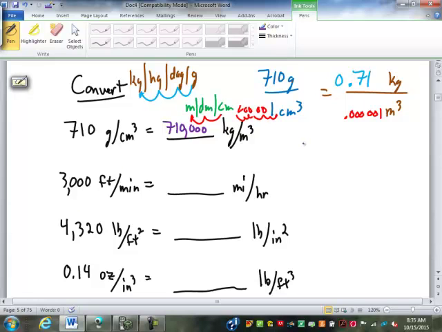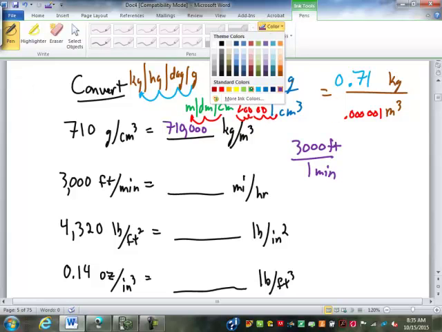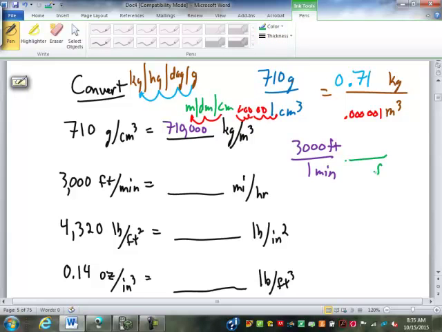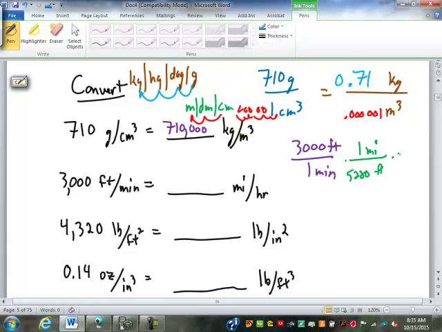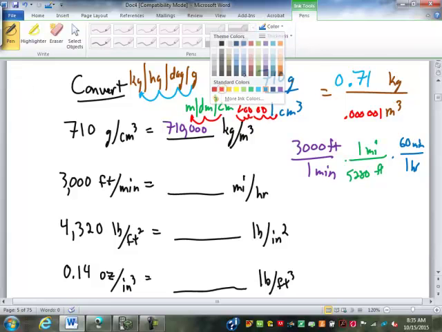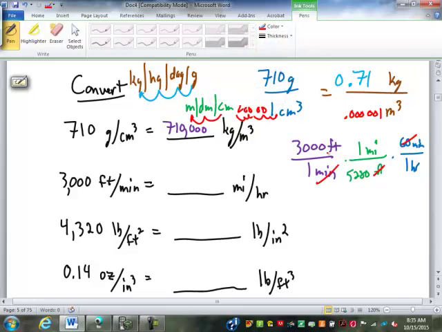3,000 feet per minute into miles per hour. It's 3,000 feet in 1 minute. Now with standard units, we usually go through the conversion factors. So we're going to put feet on bottom, miles on top. 1 mile is 5,280. And of course, we get rid of the minutes. 60 minutes in 1 hour. So the minutes cross cancel. The feet cross cancel. So, oops, we want to cross off the 60.